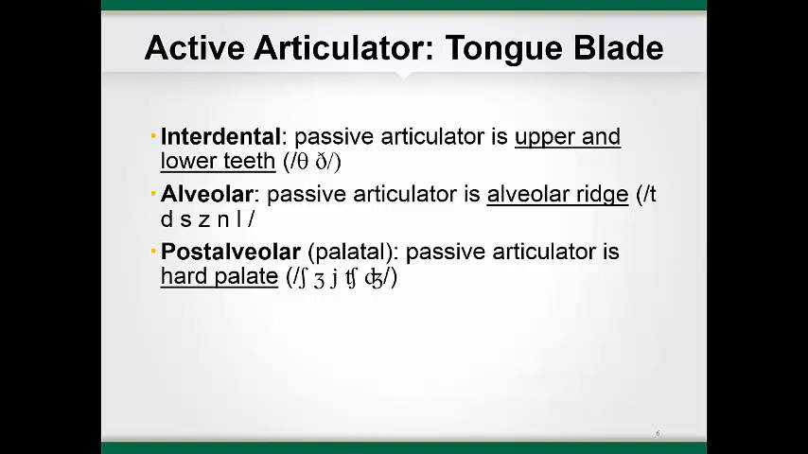For many of the palatal or postalveolar sounds, the tongue blade touches or moves close to the hard palate, so the hard palate is the passive articulator for these sounds. These are the first sound in the word show and the middle sound in the word pleasure, and the first sounds in the words yellow, chop, and junk. So these are the sh, zh, y, ch, and j sounds.